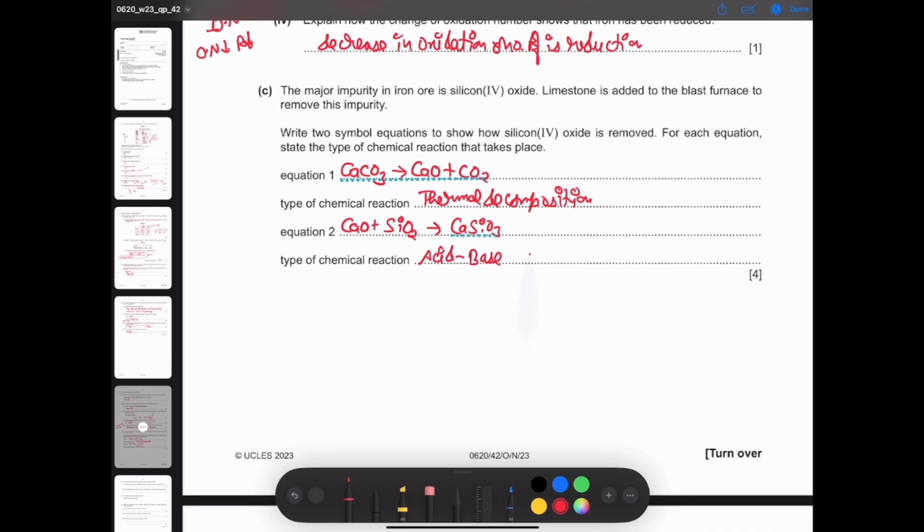Now you might be thinking, I can't see a base or acid here. Just think about it. It's a metallic oxide. Calcium oxide is a metallic oxide, which is basic in nature. And silicon oxide is a non-metallic oxide, which is acidic in nature. That is why this is an acid-base reaction.